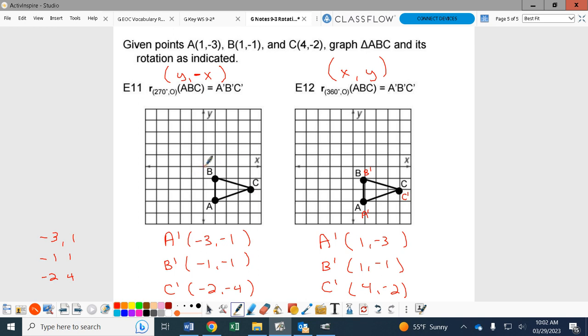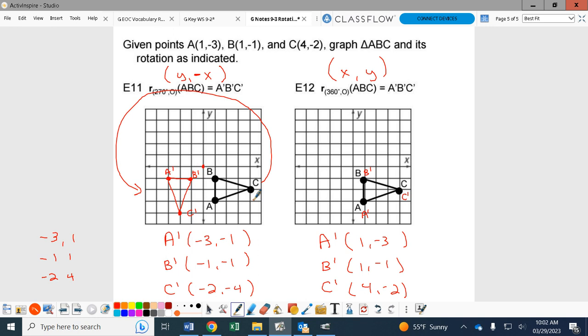So see if it rotated three places. If it rotated three, it should end up right here, in that quadrant. So from our origin, that's going to be -3, -1. That's A prime. Then it's going to be -1, -1. That's going to be B prime. And then -2, -4. There's our C prime. There's your little triangle rotated three times around. There we go. Okay, yes, please.